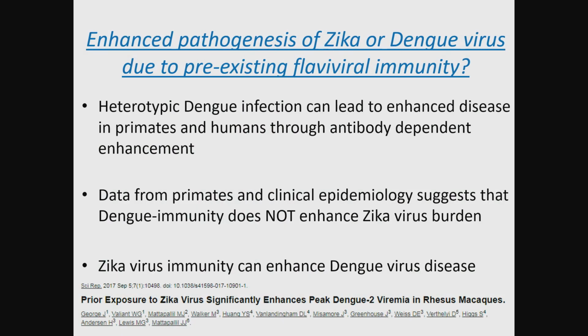And in some animal models, we do see that dengue immunity can enhance Zika virus infection. But overall, the primate data does not support this hypothesis. But what we do see is that Zika virus immunity can enhance dengue virus disease. So this is a paper looking at non-human primates where they demonstrated that prior exposure to Zika virus significantly enhanced peak dengue 2 viremia. And we also saw elevated cytokine levels that correlate with severe dengue.